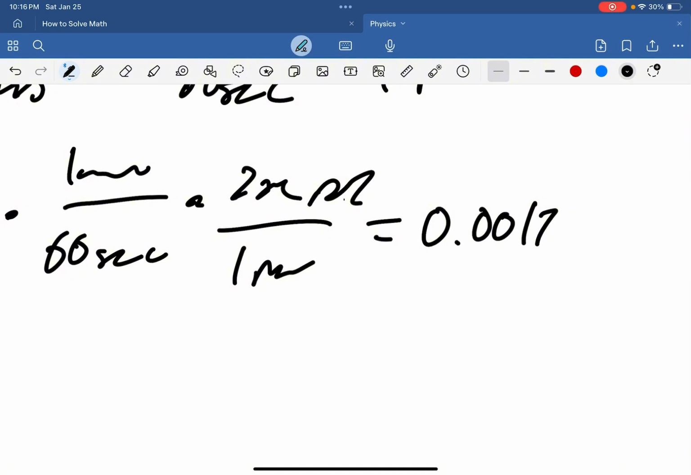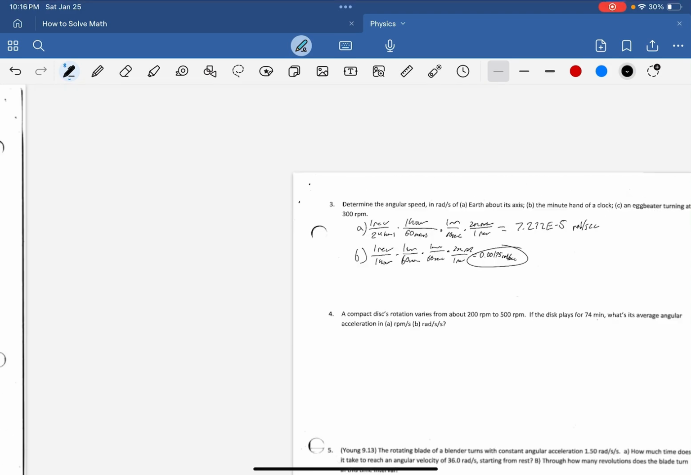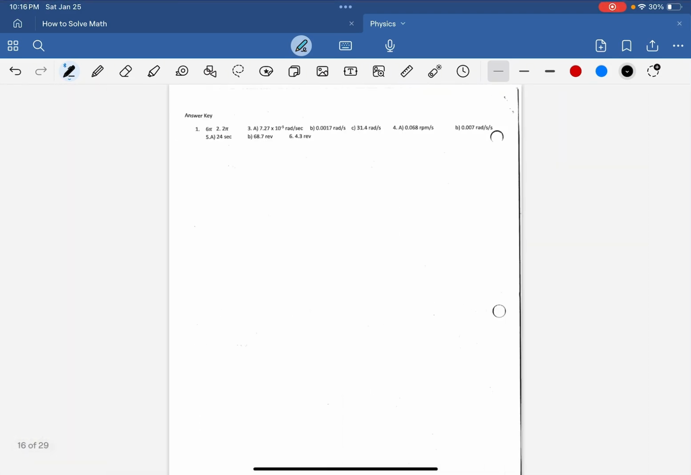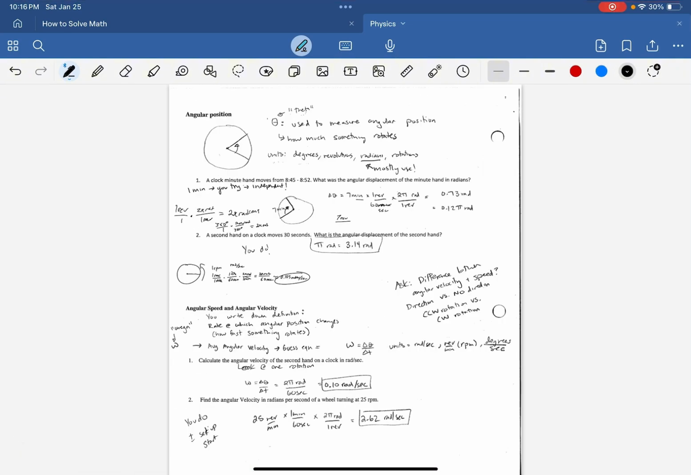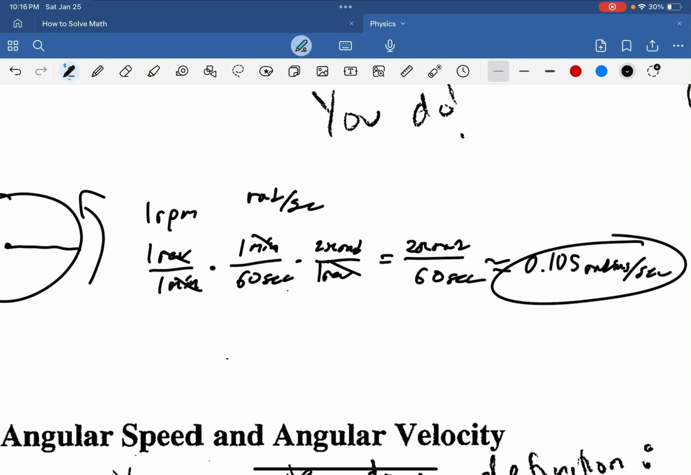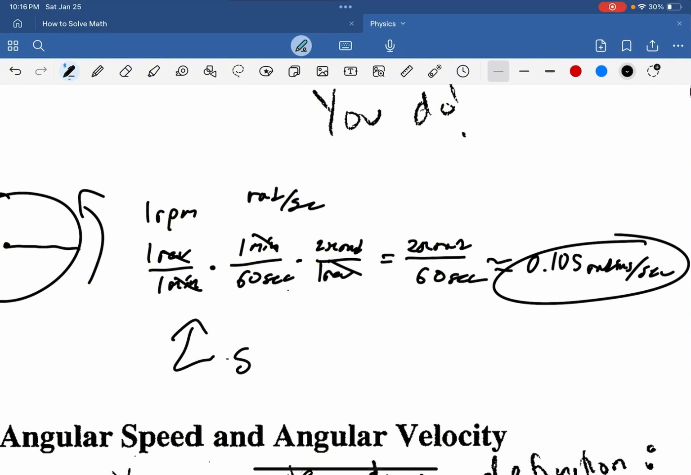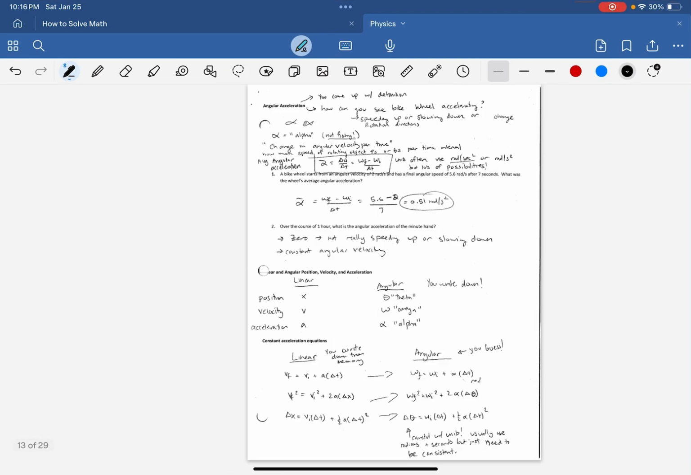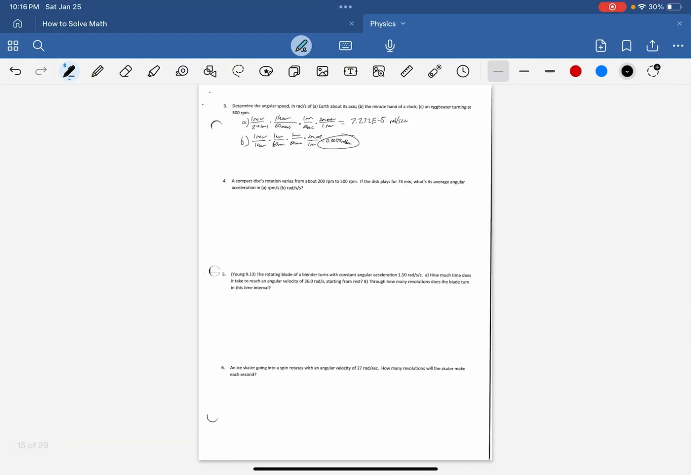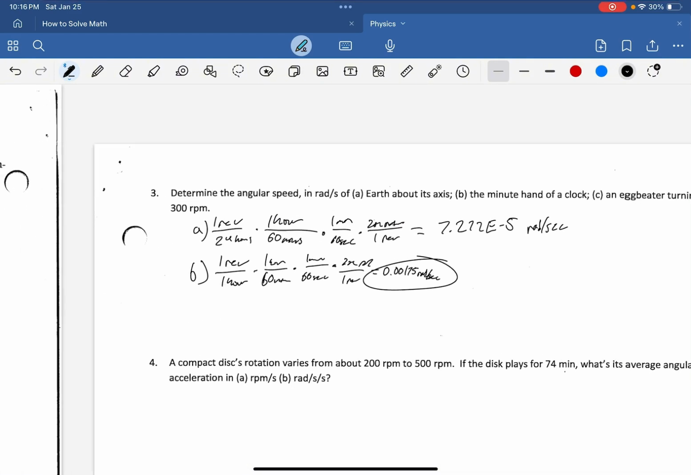This equals 0.0017, and I'm going to round it, rad per second, which should be correct now that I didn't make that silly mistake. Yup, good job. Which means I apologize for what I said at the very beginning here. This is actually the second hand. My bad, guys. My apologies. Anyways, let's do an egg beater.